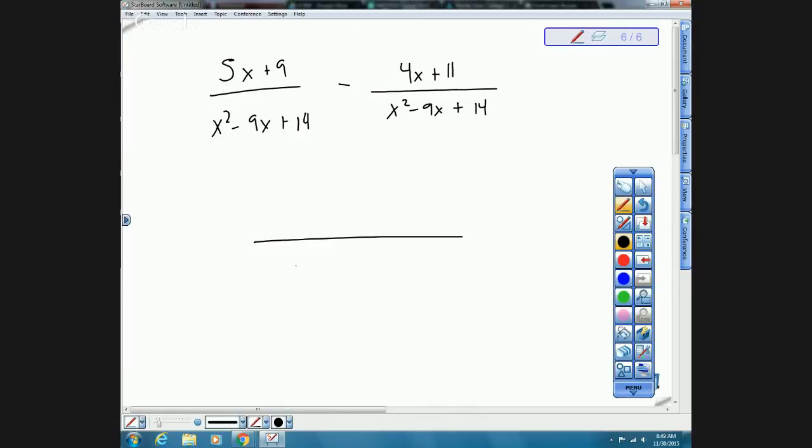All right, so again, on this one, if my denominator is the same, it just stays the same. I don't mess with it. So now I have this one minus this one. So again, your minus, be careful, I'm going to go ahead and make this negative 4x and negative 11. So now 5x minus 4x is x. 9 minus 11 would be negative 2. So I change the signs in the second one, then I just combine these like terms.